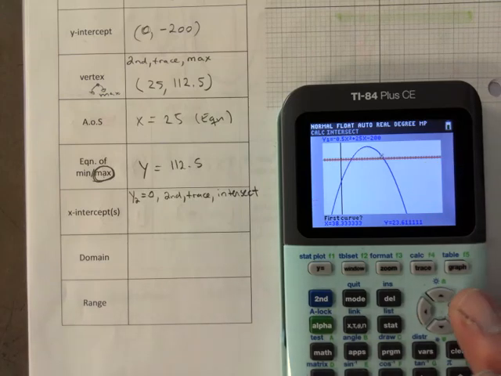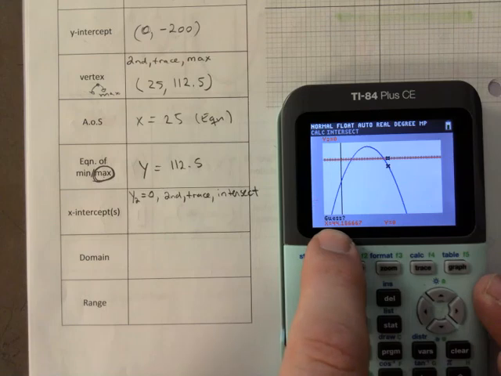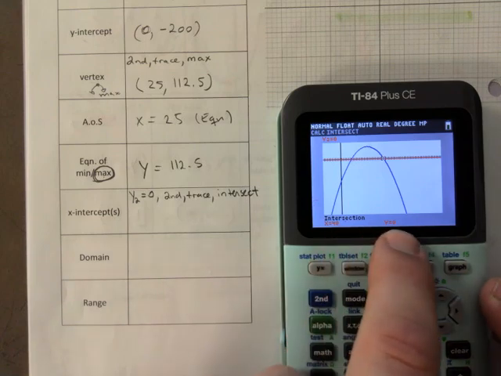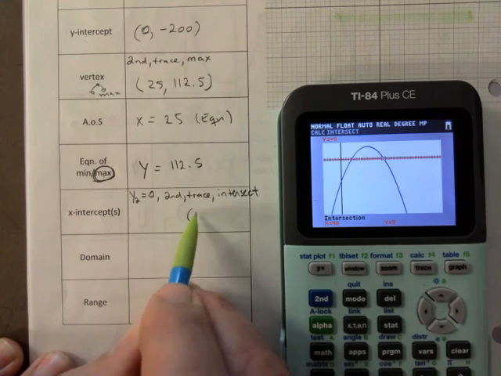And it doesn't matter which one you do first. I'm closer to this one right here. So if you're close enough, watch. This is close enough. You don't have to be right on it. Even this is close enough. You hit enter 3 times. So enter, enter. And when it says guess, it's like, can I start looking for it? You say yes. And there it is. The first x-intercept is 40, 0. I'm going to write that here.